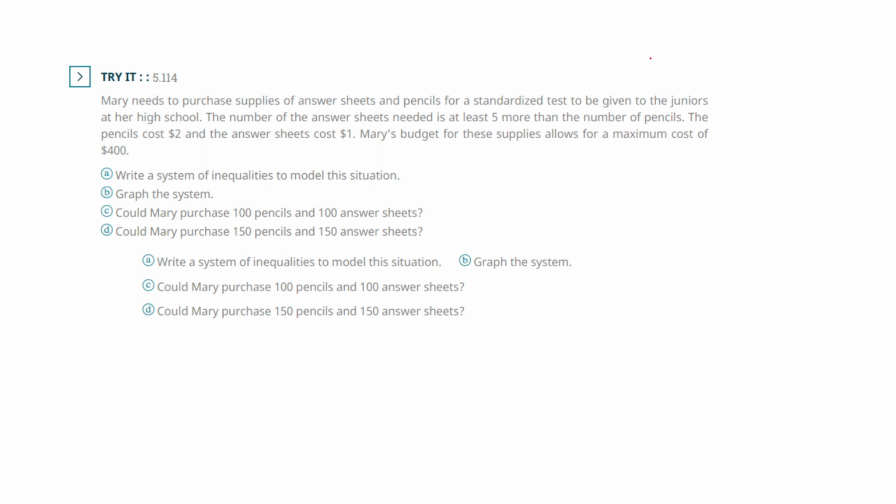Okay, so we've got, I'm going to have X's be my answer sheets, and Y is going to be my pencils. So it's number of answer sheets and number of pencils. So she wants the answer sheets is at least 5 more than the number of pencils. Okay, so she wants this to be at least 5 more.